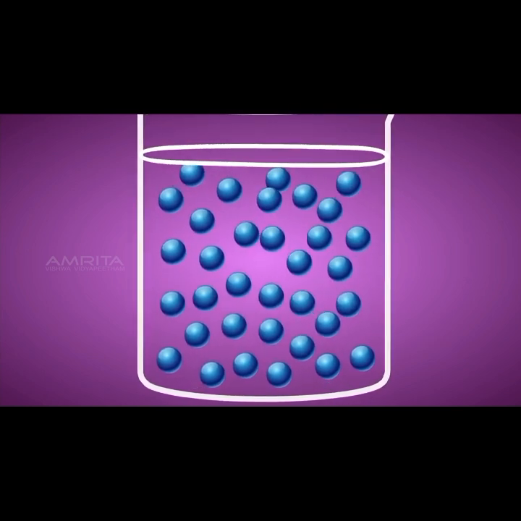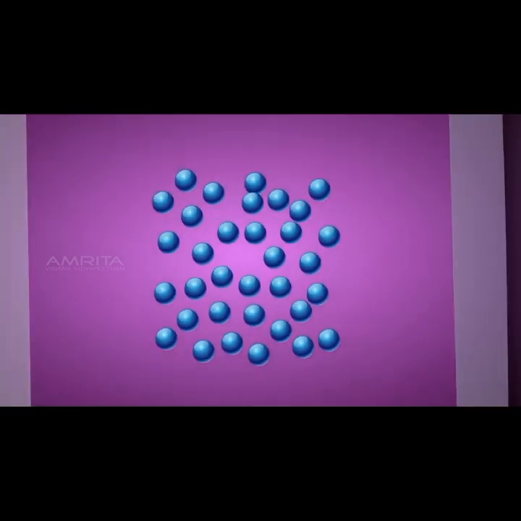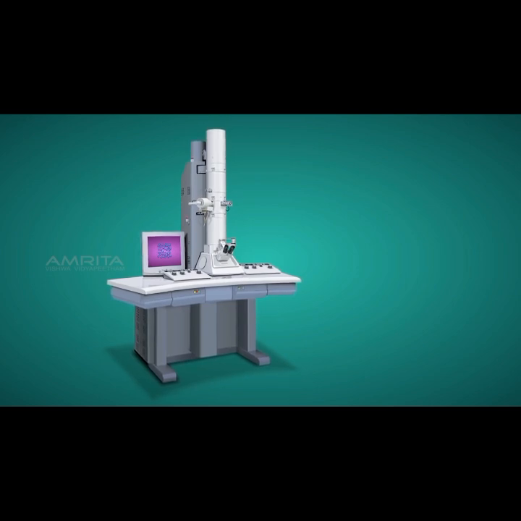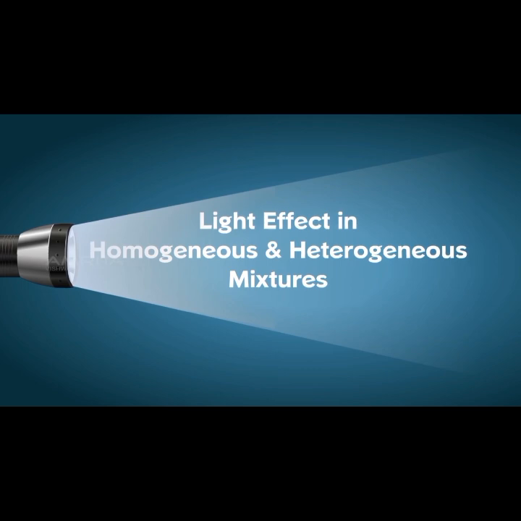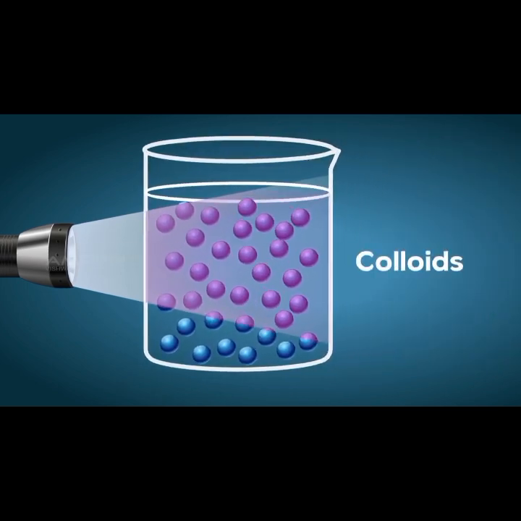Colloidal particles cannot be seen with the naked eye because of their small size, but their presence can be observed with the help of an ultramicroscope or an electron microscope. What is the effect of light in homogeneous and heterogeneous mixtures? Let us understand how light affects a colloidal solution.